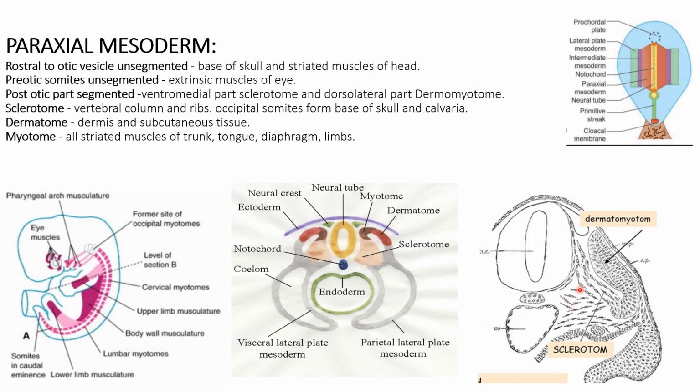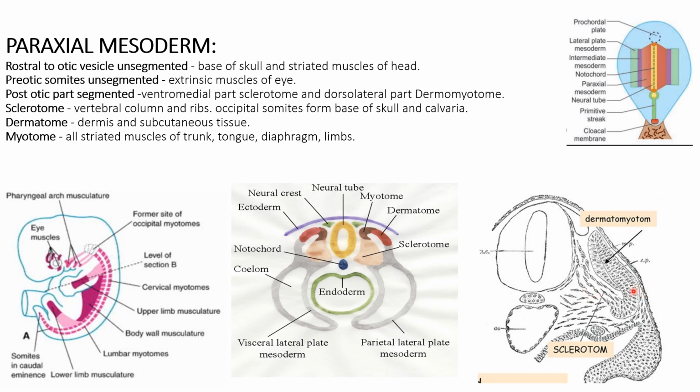So what are the derivatives of the sclerotome? The sclerotome will give rise to the vertebral column and ribs. The occipital somites of the sclerotome will give rise to the base of the skull and the calvaria of the skull.